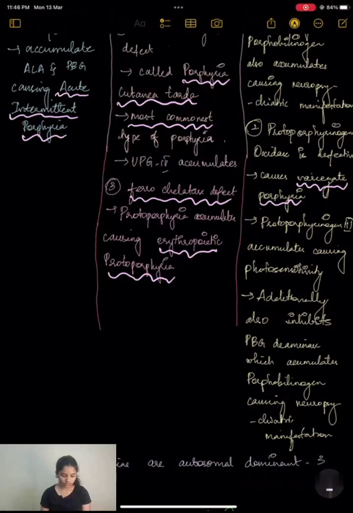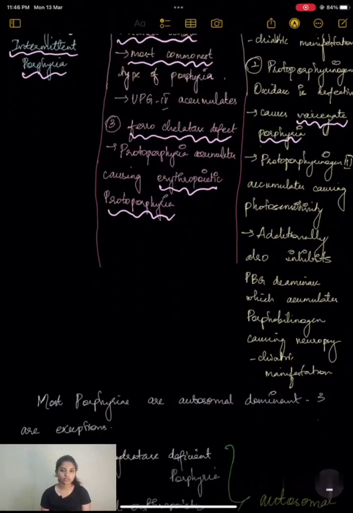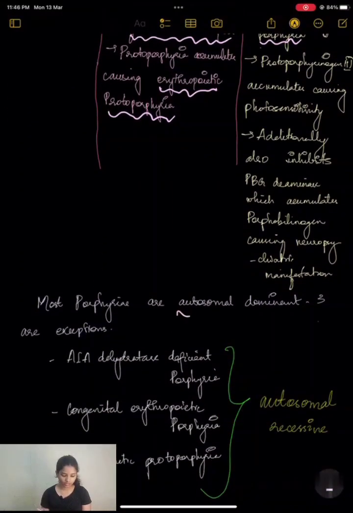Next, most porphyrias are autosomal dominant except three exceptions. The first is ALA dehydratase deficient porphyria, the second is congenital erythropoietic porphyria, and the last is erythropoietic protoporphyria. All of these three are autosomal recessive, whereas the other porphyrias are mostly autosomal dominant.